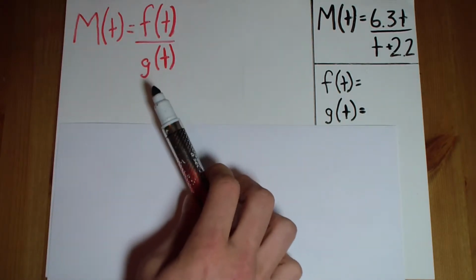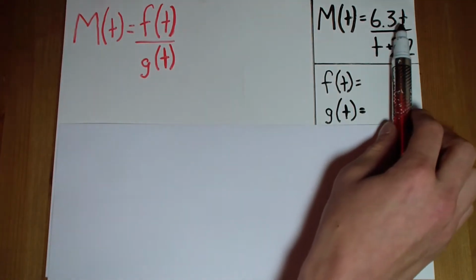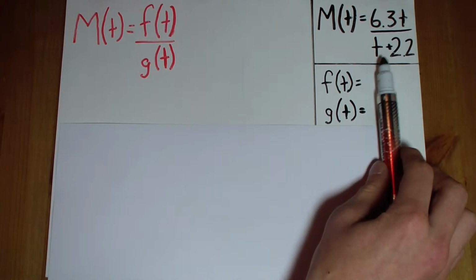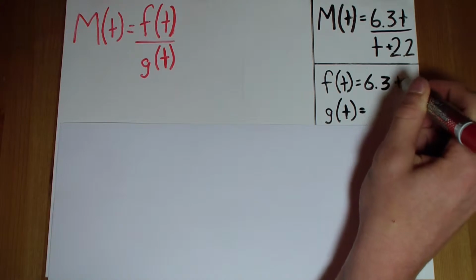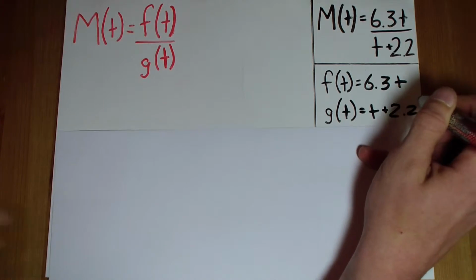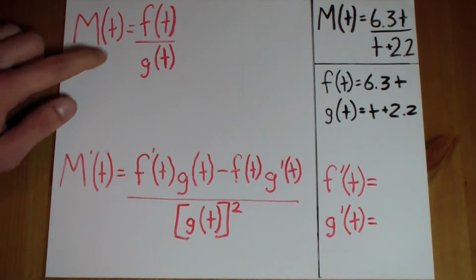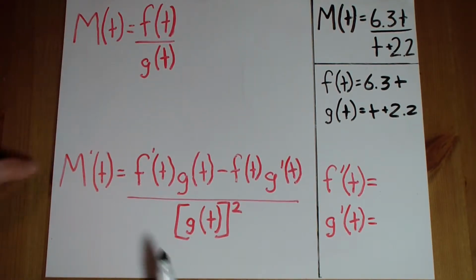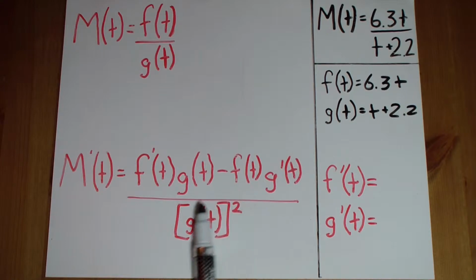First, the quotient rule breaks the formula down into f of t and g of t, which we can see is 6.3t and t plus 2.2 respectively. The quotient rule states that if m of t equals f of t over g of t, m prime t equals f prime t times g of t minus f of t times g prime t, all over g of t to the power of 2.